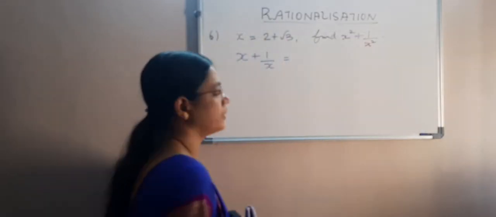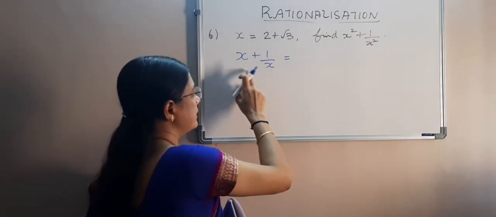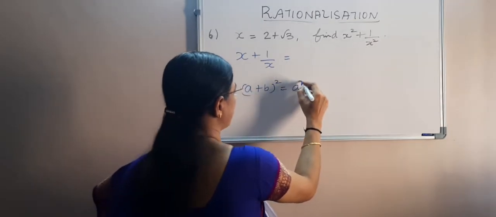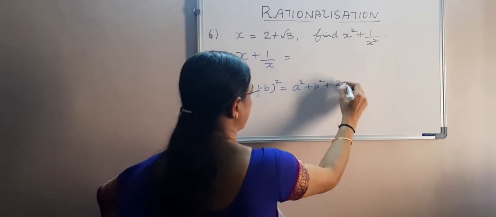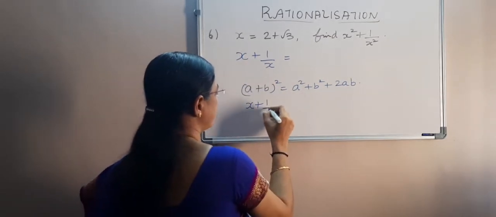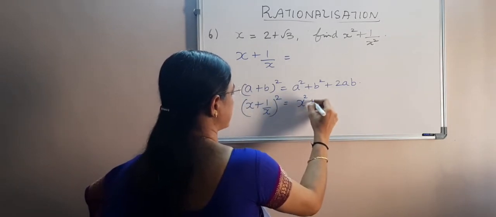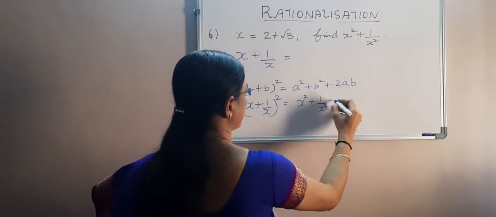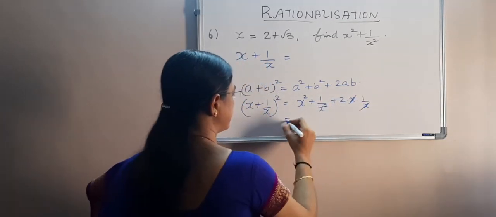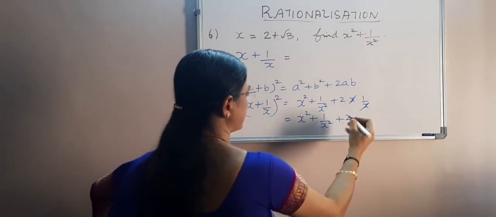Then I'll be able to find out x squared plus 1 by x squared. How? See, take this as a plus b. If I square this, a plus b the whole squared will give me a squared plus b squared plus 2ab, isn't it? So instead of a I write x, and instead of b I write 1 by x. Then if I square it, I get x squared plus 1 by x squared plus 2 times x into 1 by x, where x gets cancelled, and we'll be getting x squared plus 1 by x squared plus 2, isn't it?